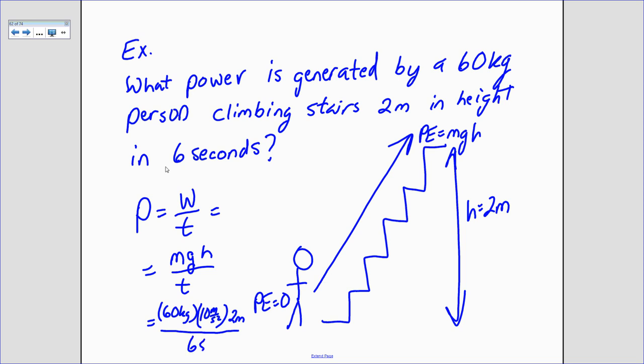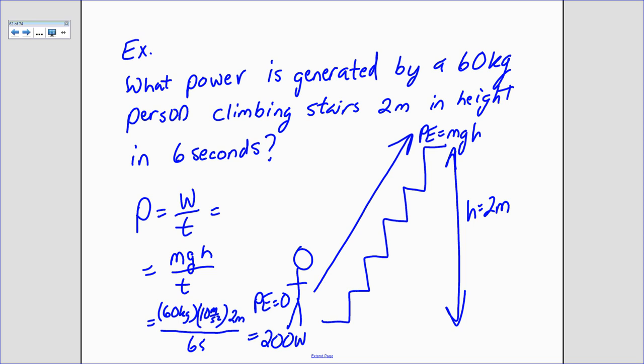So that gives me a value of 200 watts. Right, so this person burns 1,200 joules going from the bottom of the stairs to the top of the stairs.